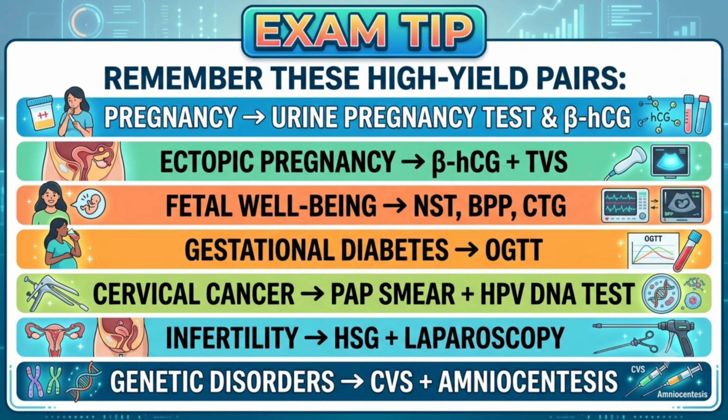For fetal well-being, NST, biophysical profile and CTG. And for diagnosis of gestational diabetes, glucose tolerance test. For cervical cancer, the best diagnostic test is pap smear plus HPV DNA test. For infertility, HSG plus laparoscopy. And for genetic disorders, CVS plus amniocentesis. Understanding the purpose of each diagnostic test is essential for clinical practice, viva examination, and nursing entrance exams.